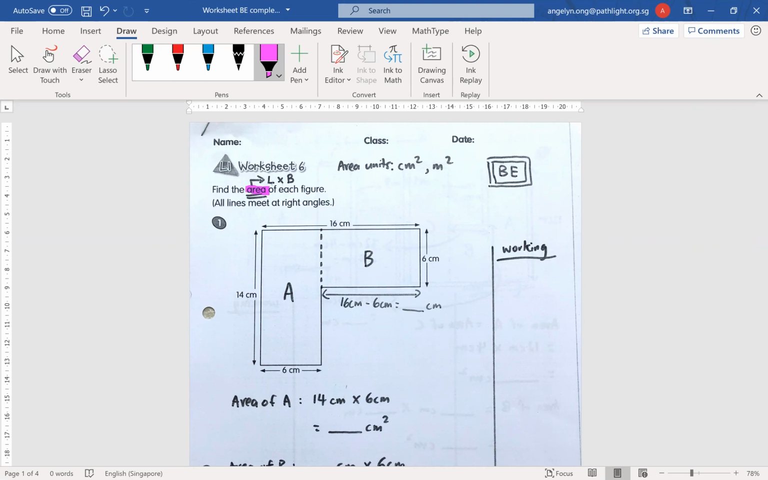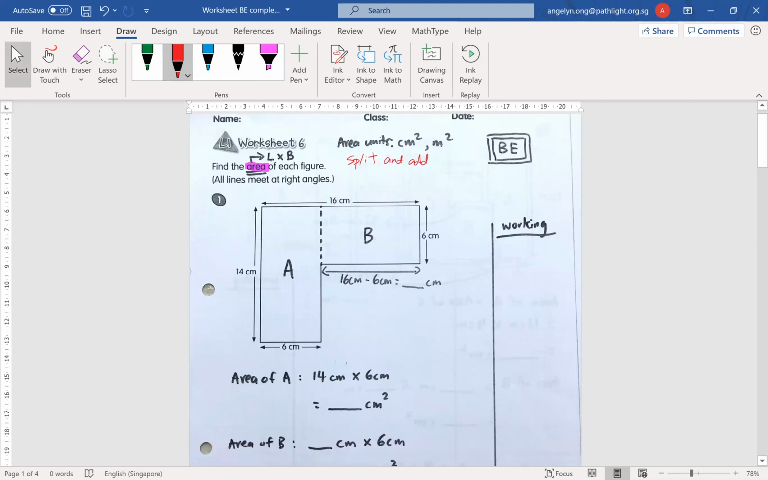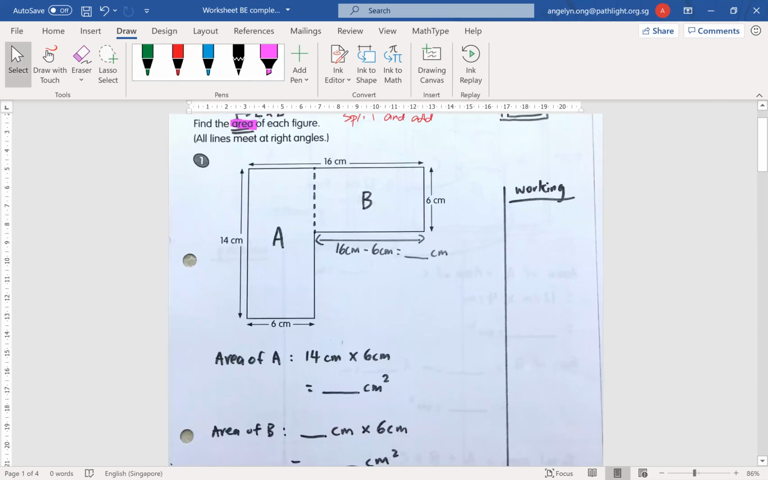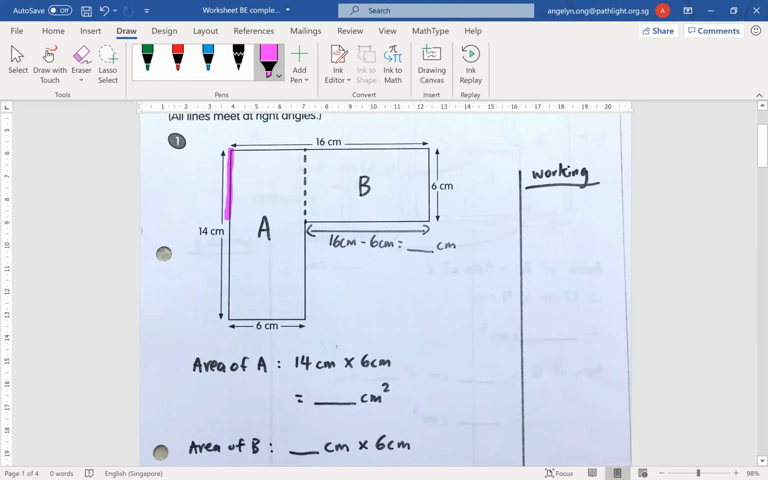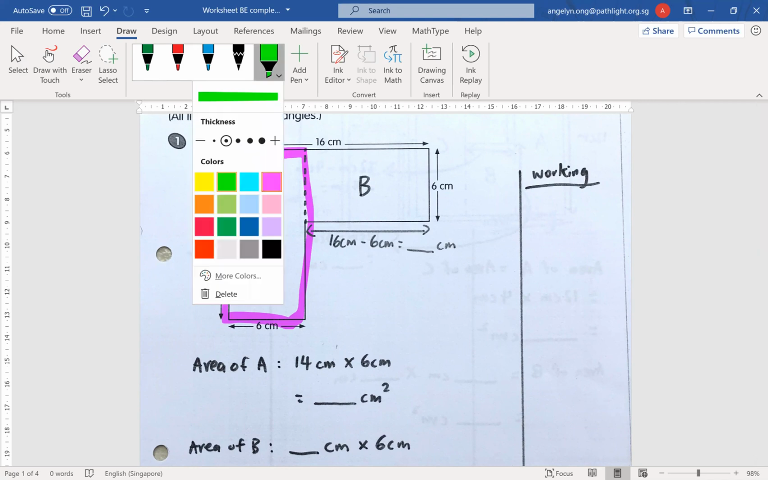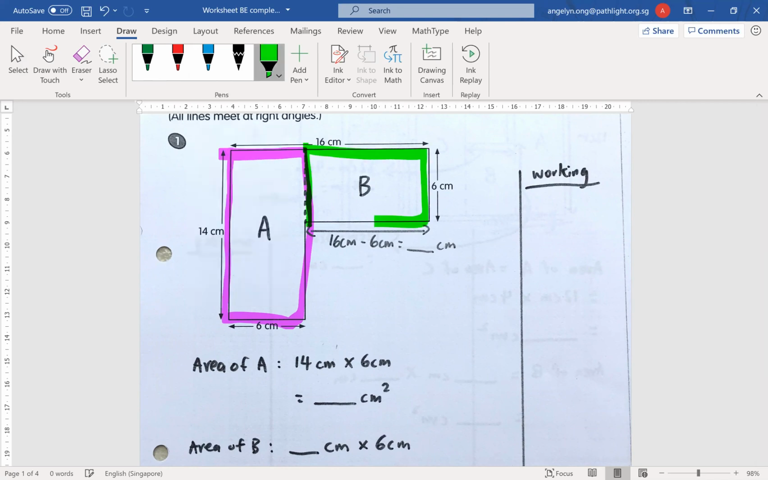For this worksheet, I will be using method number 1, which is the split and add method. And I've already split the composite figures for you, so you can just follow on your worksheet. Okay, now this is a composite figure, and I've split the figure into two rectangles. One is rectangle A over here, like this, and another one is rectangle B, like that. Okay, so there are two rectangles.